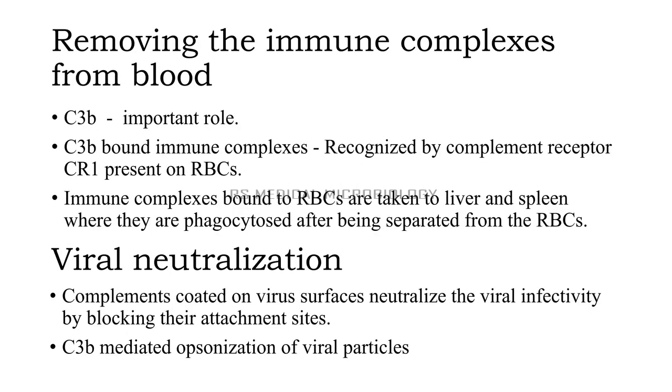Then the third one is the removal of the immune complexes from the blood, wherein C3b is very important. And these immune complexes, that is the infected cells which are coated with this particular component, will be taken up by the system to the liver and spleen, where they are phagocytosed and sent out of the system. Then the fourth one is viral neutralization, wherein the complements coated on the surface will neutralize the viral infectivity and make the virus particles useless.